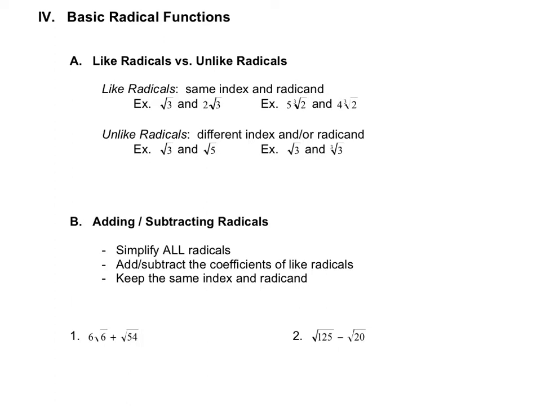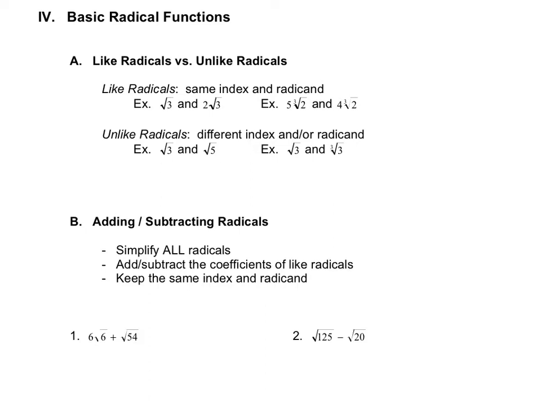You need to have like radicals in order to add and subtract. So let's talk about like and unlike radicals. Like radicals would mean that what is under the radical sign is the same and you're using the same root. For example, square root of 3 and 2 square root of 3 would be like radicals. They're both square root of 3's. 5 cube root of 2 and 4 cube root of 2 are like radicals because they both are cube root of 2's. Unlike radicals would be square root of 3 and square root of 5.